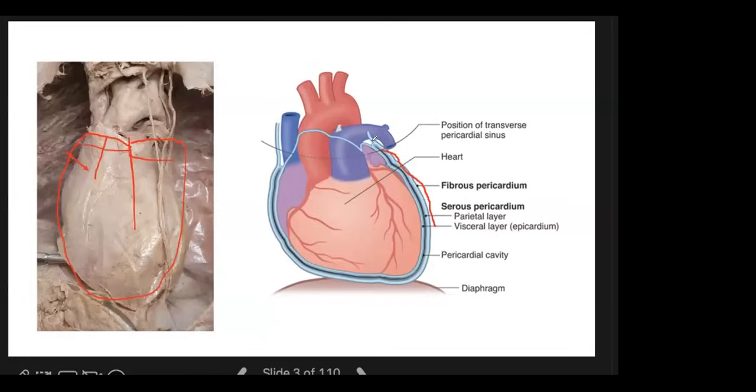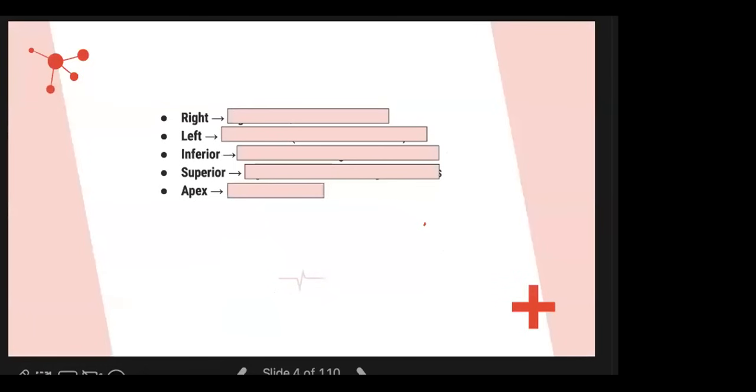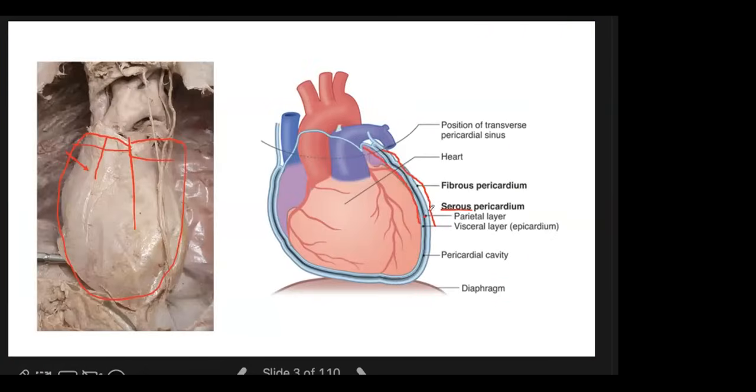The second layer of the heart is what we call the serous pericardium, okay? And it's divided into two layers: the parietal and the visceral layer. So these layers you cannot see. They're directly attached to the heart, so it looks like there's nothing on it. So they're not visible. However, the fibrous is very obvious, that it's the sac that's covering the heart. So if you were to see something, that is definitely the fibrous pericardium.